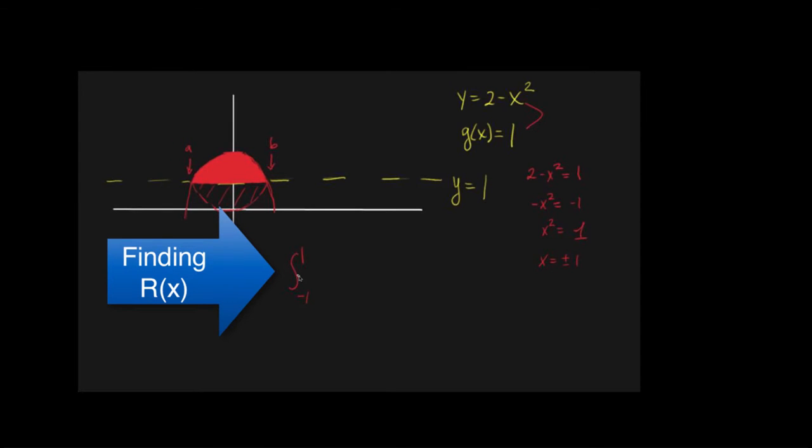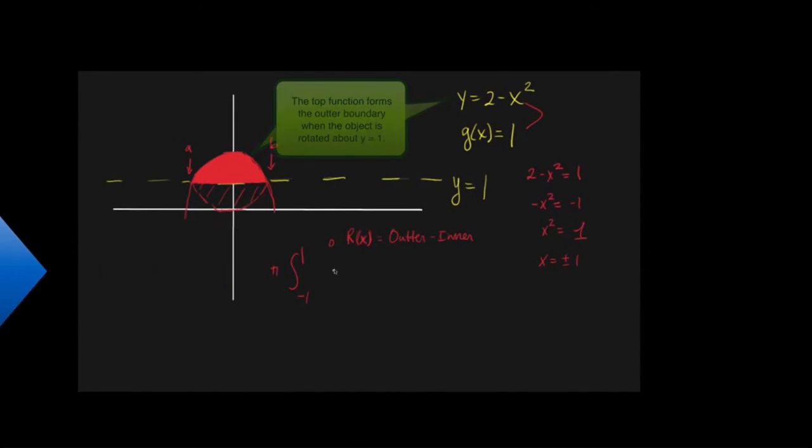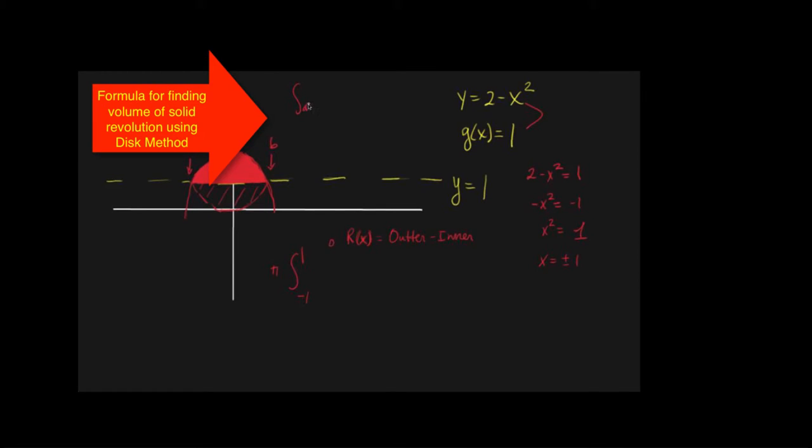Okay. And now we need to figure out what's going to happen inside. So which one is the outer? Here we have the general formula: from alpha to beta, R of x quantity squared with a pi in front. And the way we figure out what our R of x is, we just do outer minus inner. If you remember on the last problem, our inner was 0, so it was just outer, and that's why we would get the same answer.